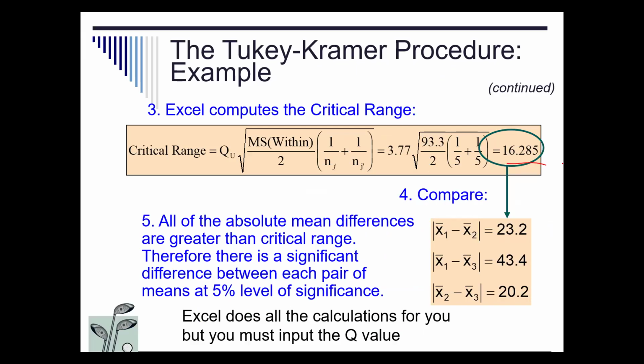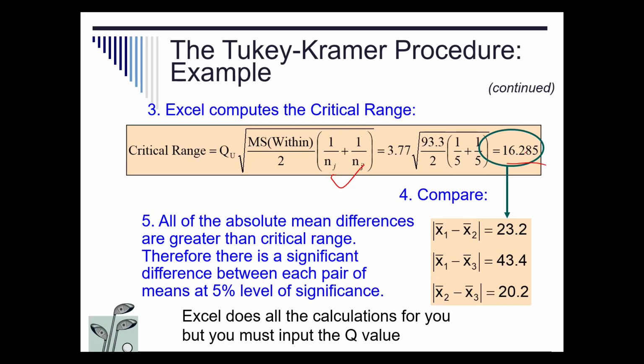So again, NJ and NJ prime are like sub-samples, right? It's the sample size for each category. For club 1, the sample is 5. For club 2, 5. Club 3 is 5. So NJ means for club 1, and then NJ prime means for club 3. Just pick 2 random categories in your categorical variable.